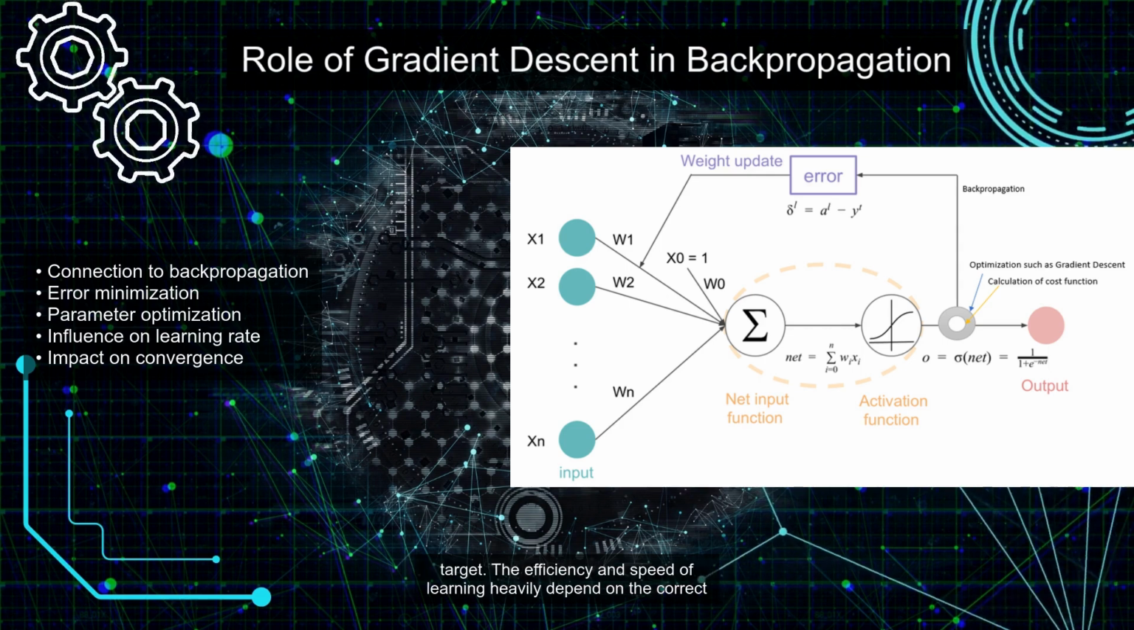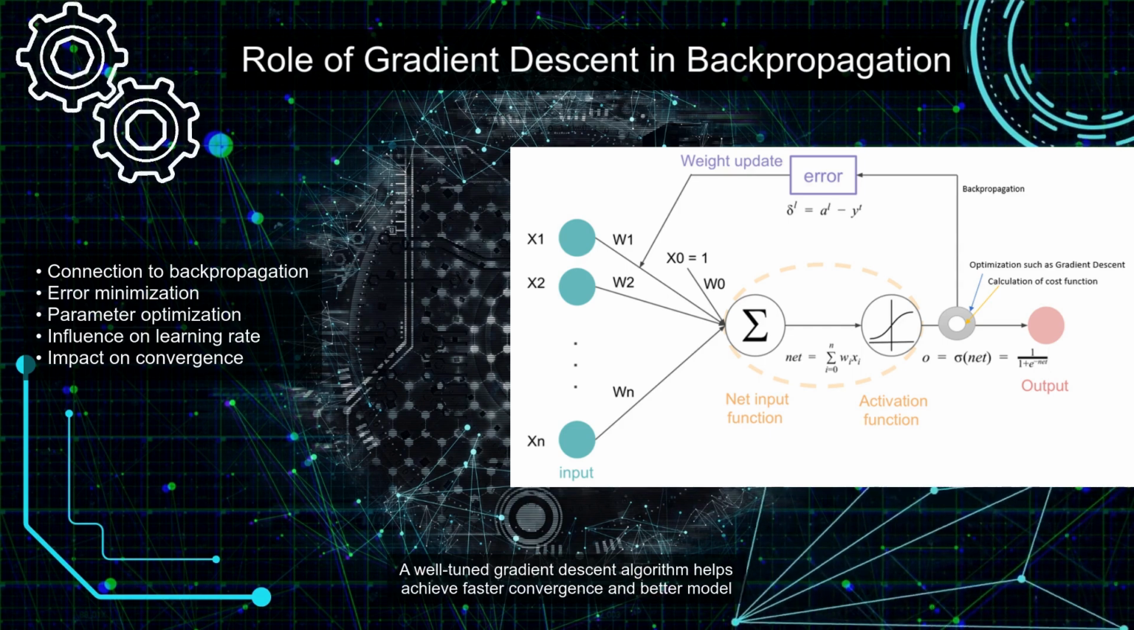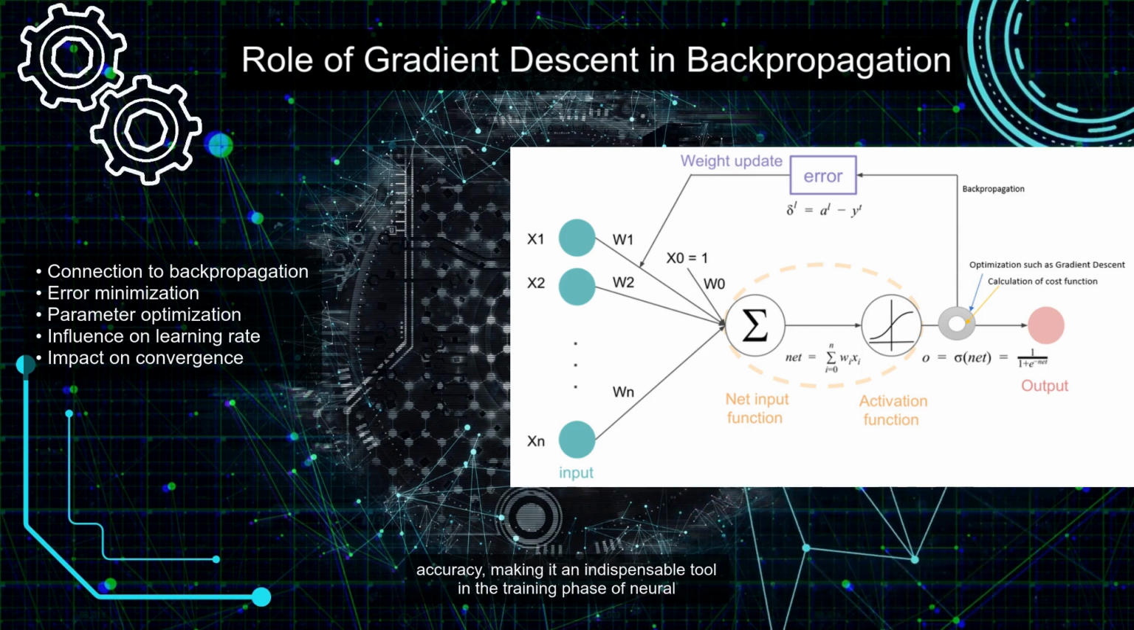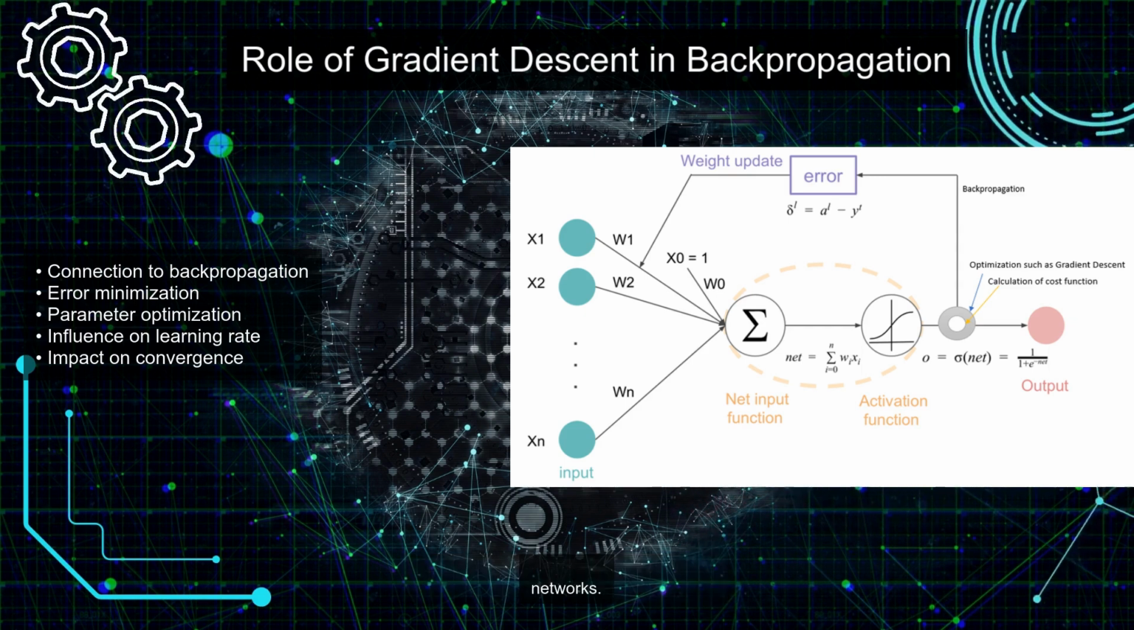The efficiency and speed of learning heavily depend on the correct implementation of gradient descent and its parameters, such as the learning rate. A well-tuned gradient descent algorithm helps achieve faster convergence and better model accuracy, making it an indispensable tool in the training phase of neural networks.